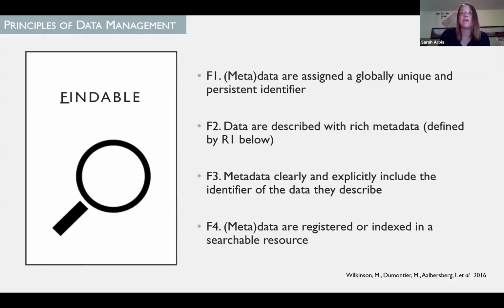So findable is that your data and supplementary materials have sufficiently rich metadata that describe the information. And they also have a unique persistent identifier. So we're seeing a lot with digital object identifiers, DOI numbers recently. That is your persistent identifier.